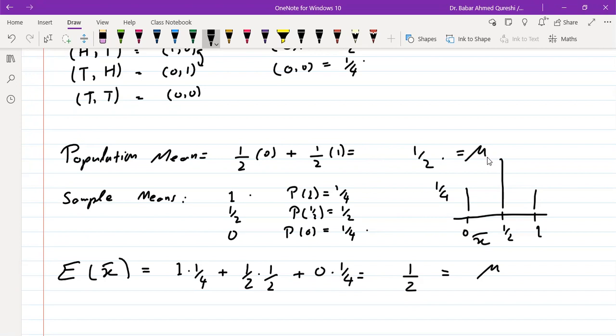We are running out of time, but you can do it for a sample of 3 and you will find it's no coincidence that the expectation value of the sample mean is always equal to the population mean. So it's a first result, a very nice result, and we can prove it in 2 lines based on what you have done in previous courses. So we will look at it next time again.